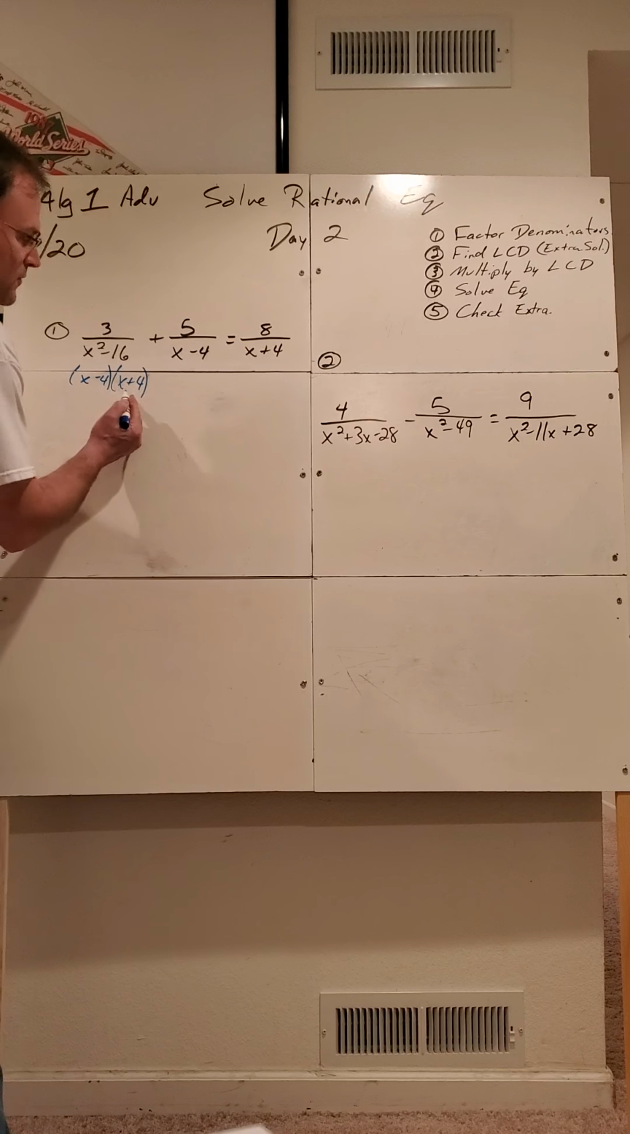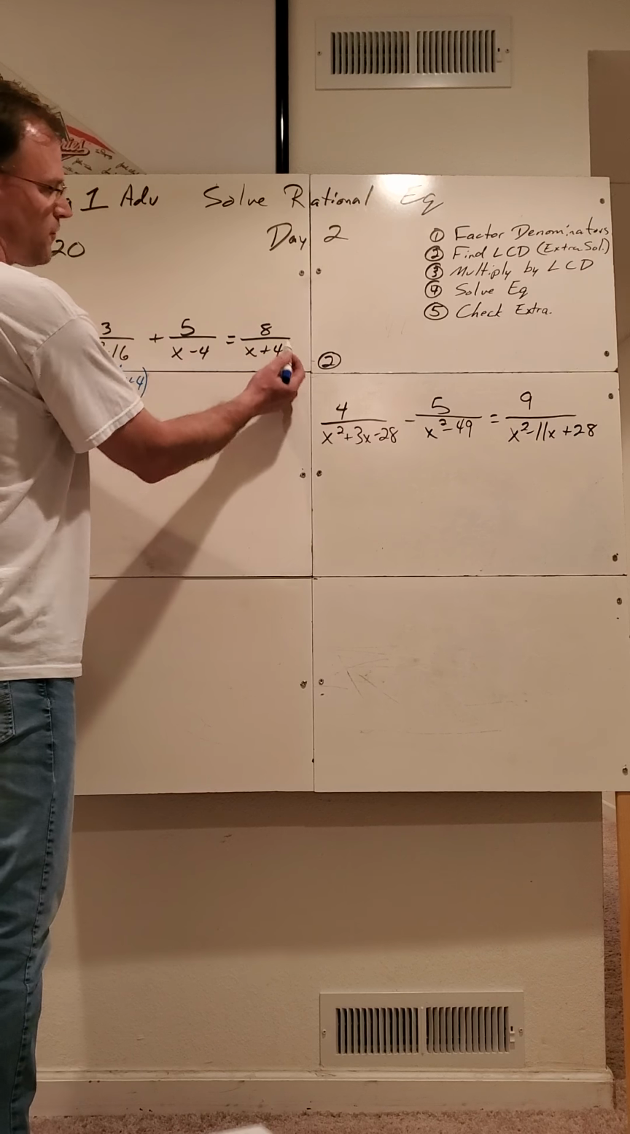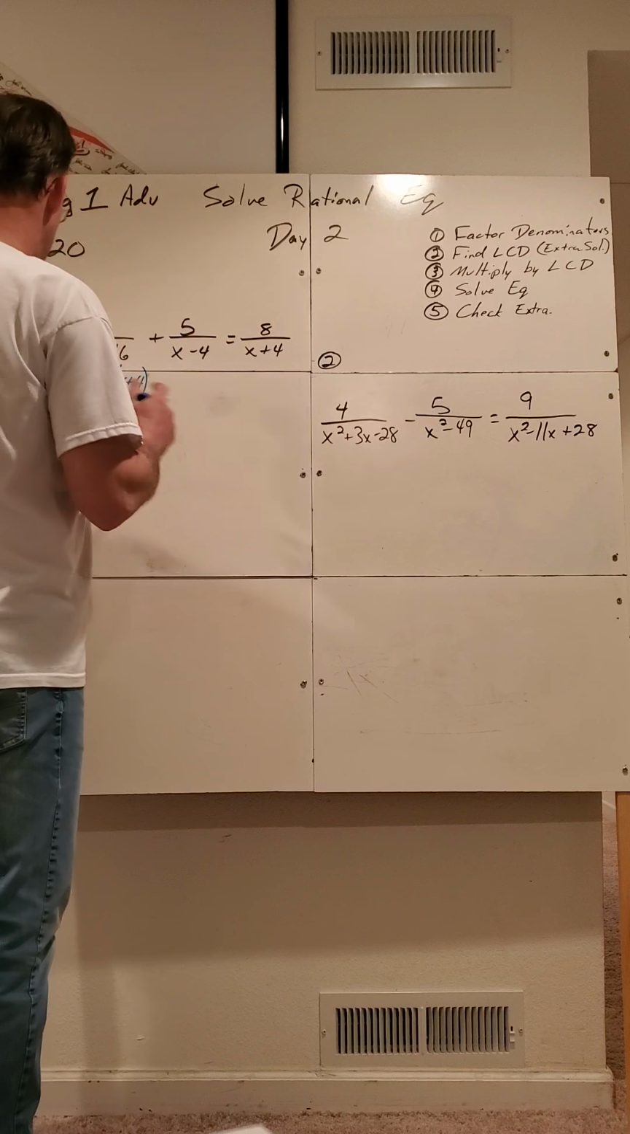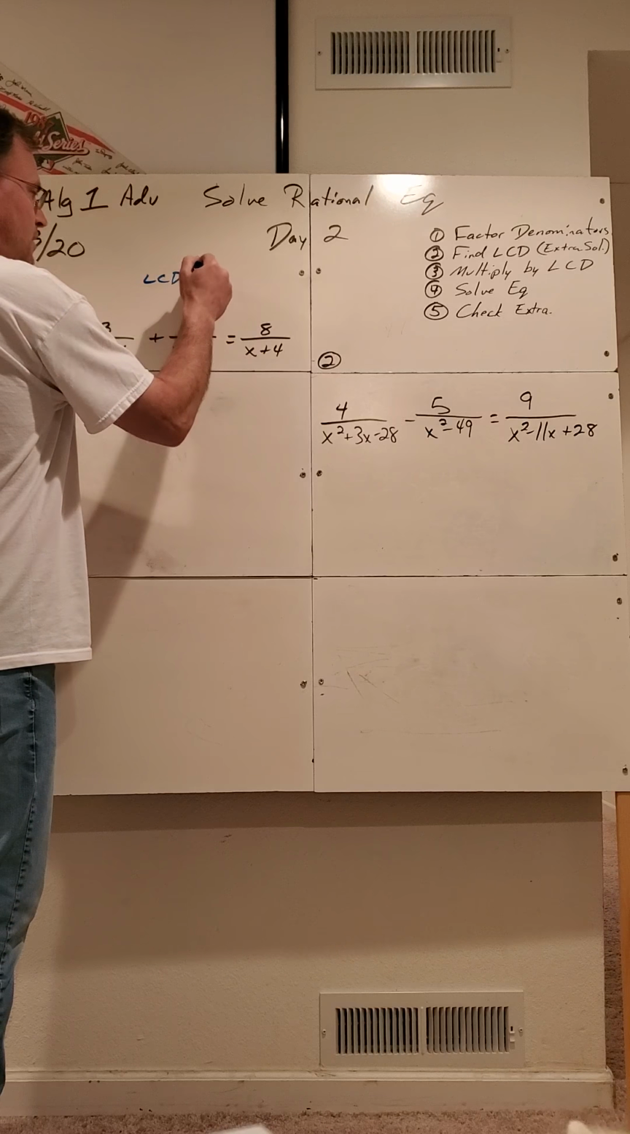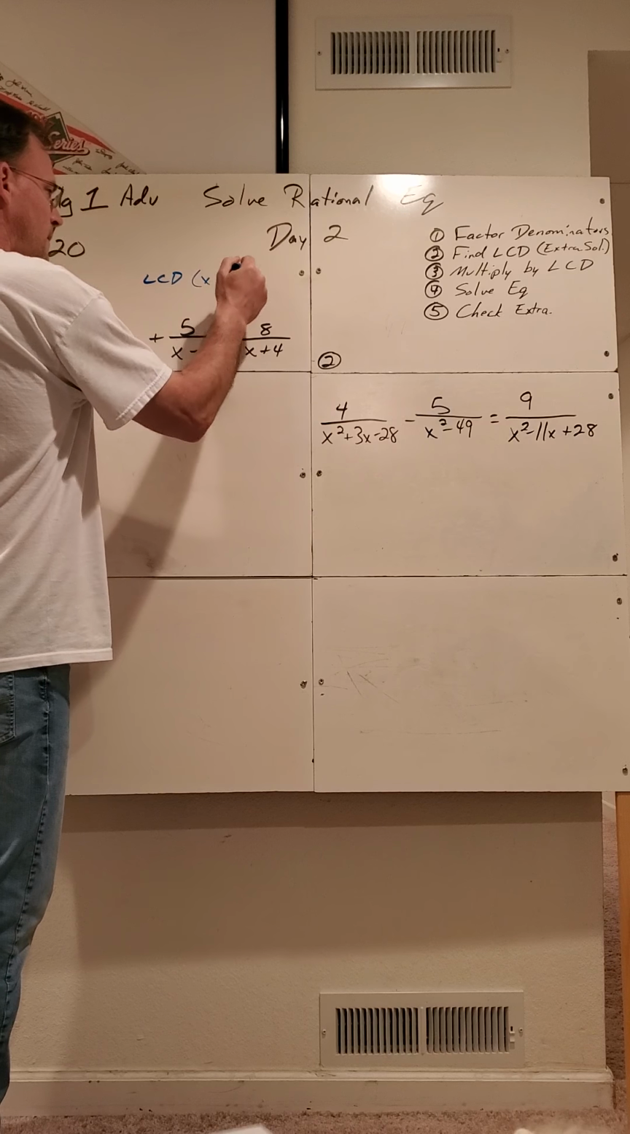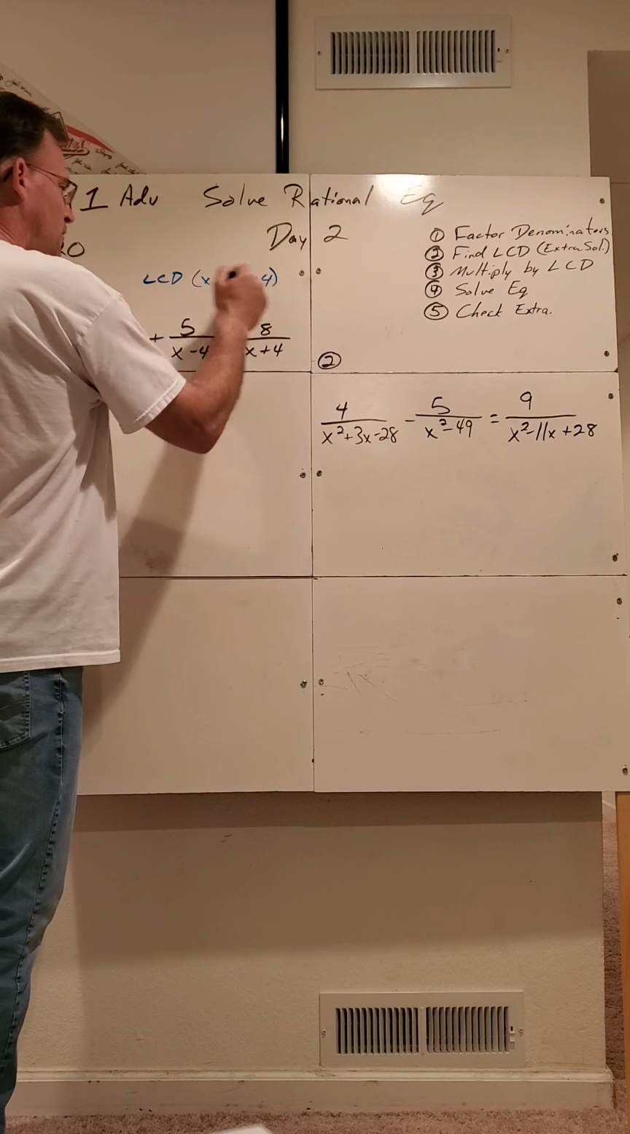Step 2, find the LCD. Well, here I got an x minus 4 and an x plus 4. Here I have an x minus 4. Here I have an x plus 4. So my LCD is just going to be x minus 4, x plus 4.